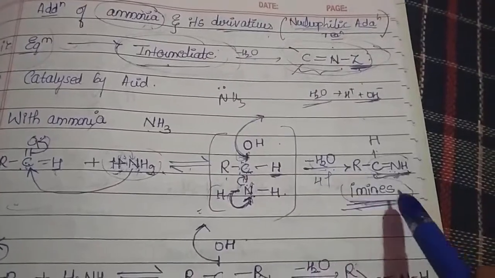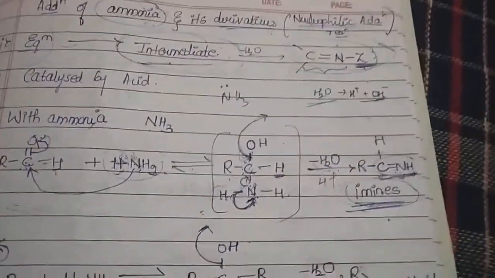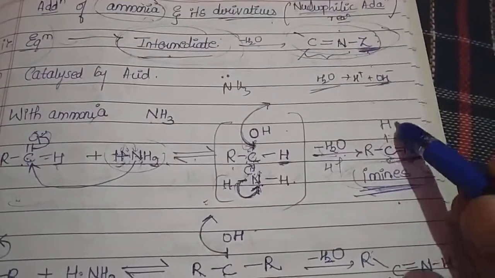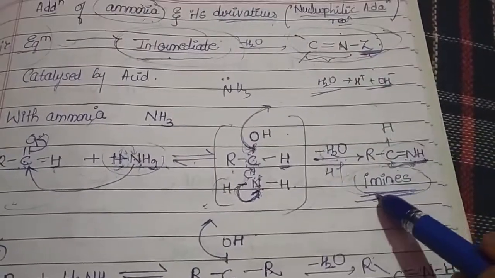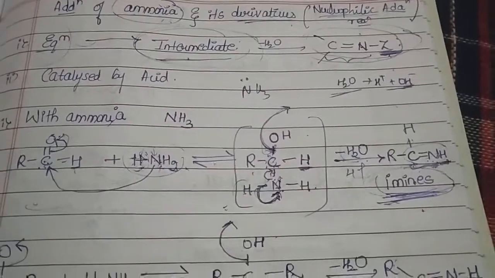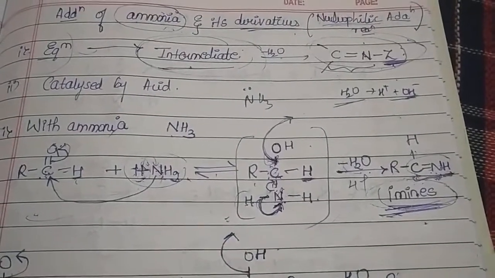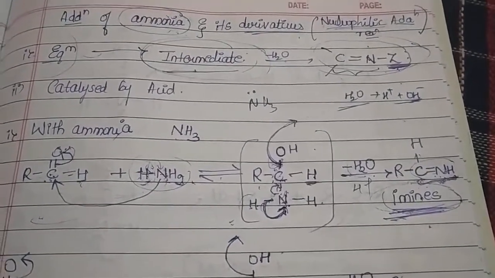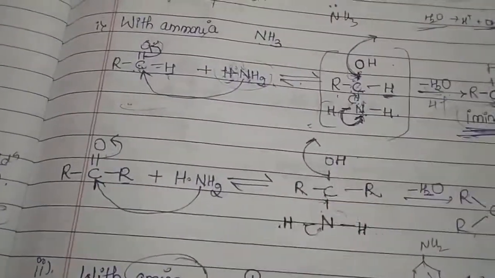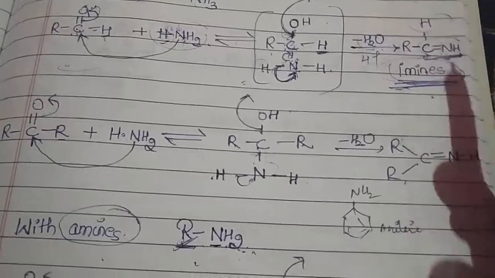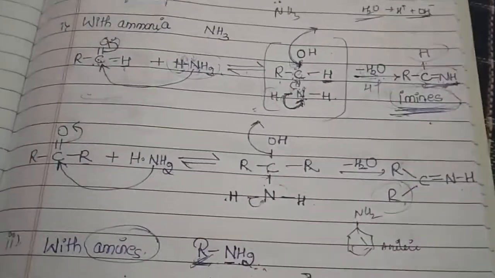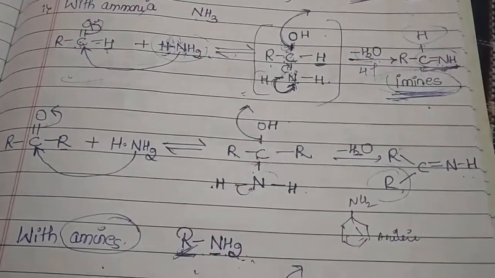So when it is going out, the final product you're getting is called what? Imines. That is RCH double bond NH. The C double bond NH generally has a name called what? Imines. Please mark my words. It's called imines. Coming to the ketones, not much difference. In place of H, you are going to get another alkyl or aryl group, depending upon your question.